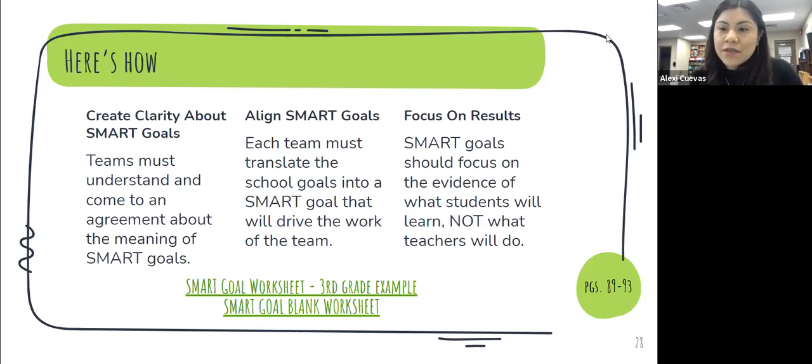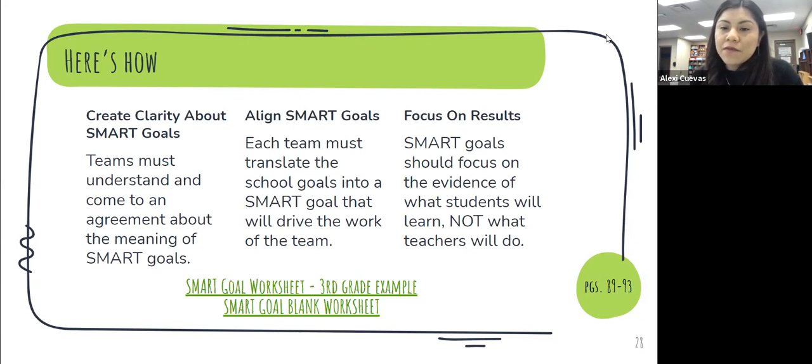The next thing to do is to align the SMART goals. Each team must translate the school goals into a SMART goal that will drive the work of the team. So you have your school goal, and then you have your team goal, and you want to make sure that both of those are aligned.